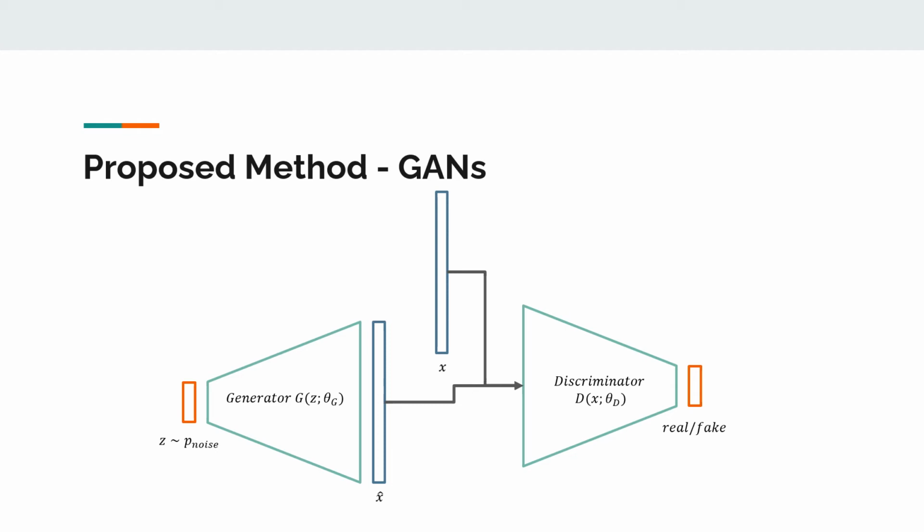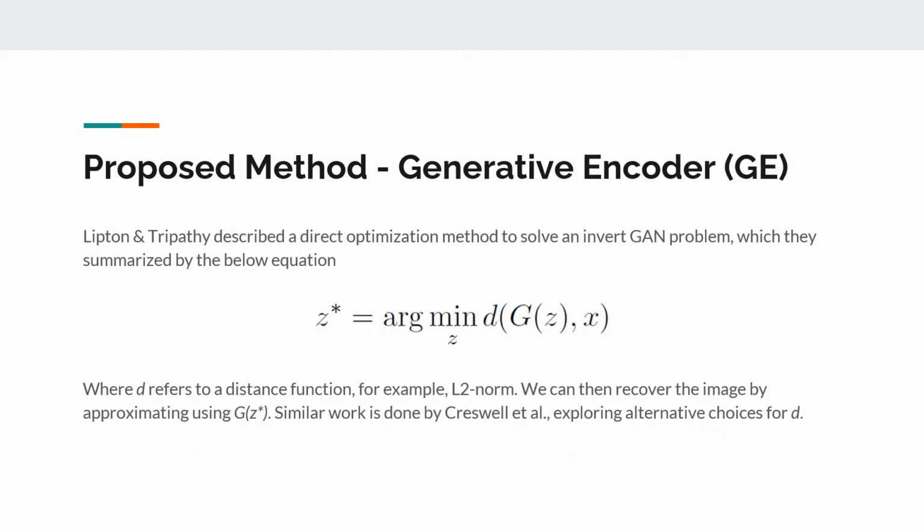That is, we do not want to merge the GAN and autoencoder into a single model for training, like in present applications. The approach we propose is based on the invert GAN problem. Lipton and Tripathi describe a direct optimization method to solve an invert GAN problem, which they summarize by the below equation.